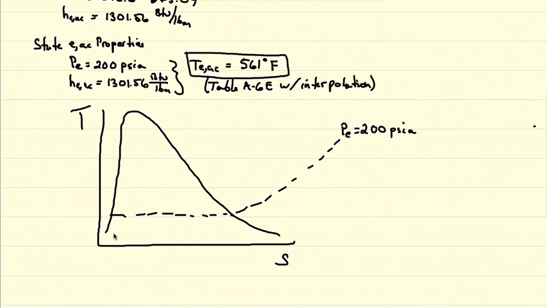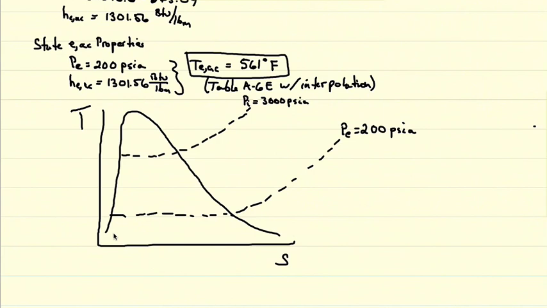And then we'll draw our second line of constant pressure. We'll just say that this one is up here. And we'll say that this is the line of constant pressure for the inlet pressure of 3000 psia.